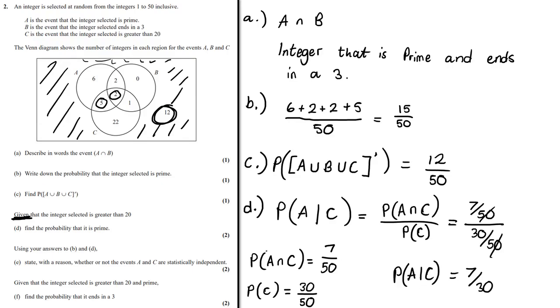Or as the question asks for it, given that the integer selected is greater than 20, find the probability that it is prime. Okay, so that's how we mathematically define that with the correct notation. So that's part D. Part E now, it says using your answers to B and D, we need to state with a reason whether or not the events A and C are statistically independent.